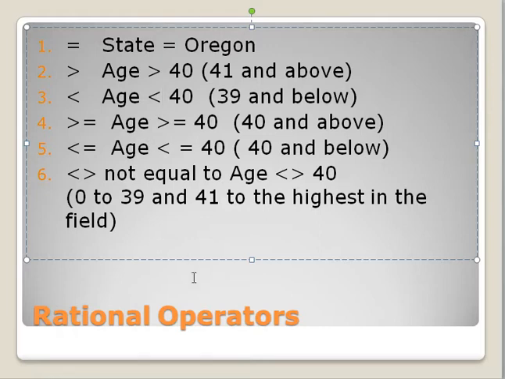And here are some operators that let you find all of the ages that are less than and greater than, but do not include 40, so it would eliminate 40.